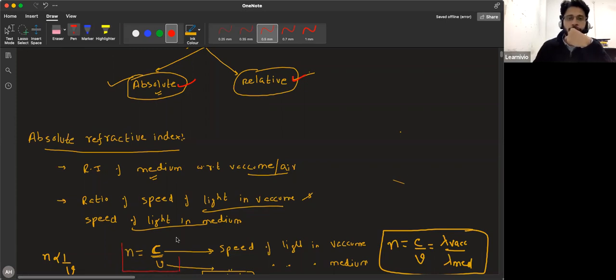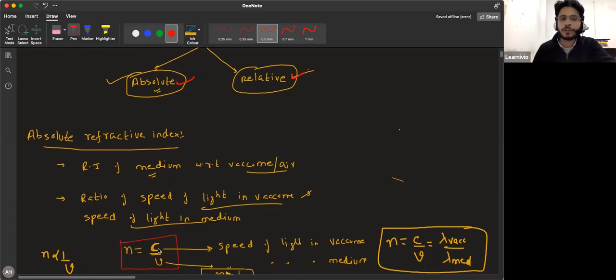So I have just started refraction. So this is the definition. Refractive index is speed of light in vacuum divided by speed of light in the medium.